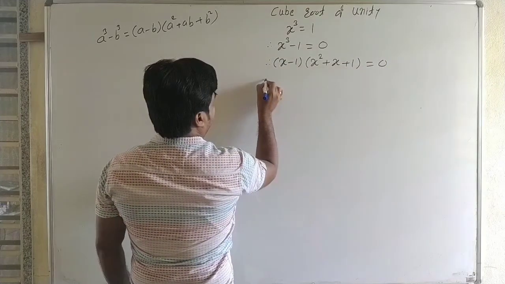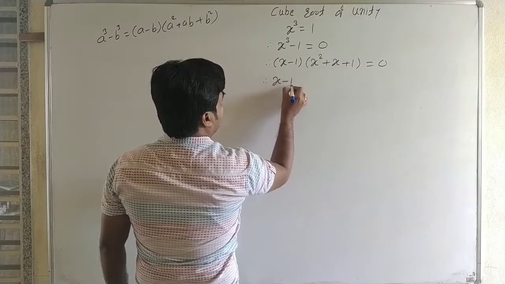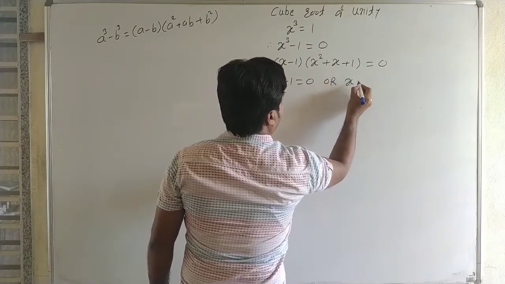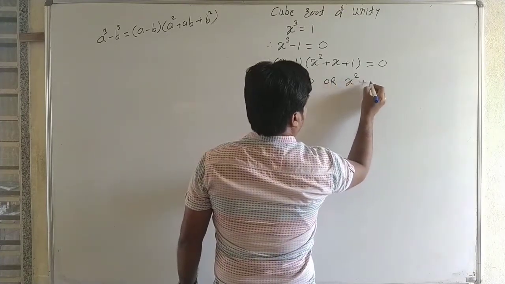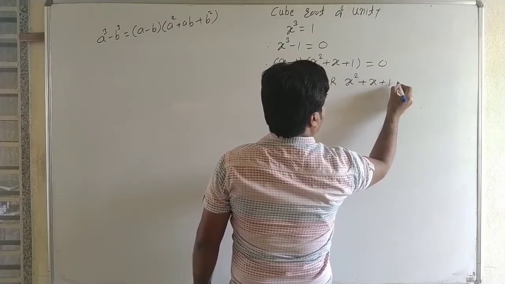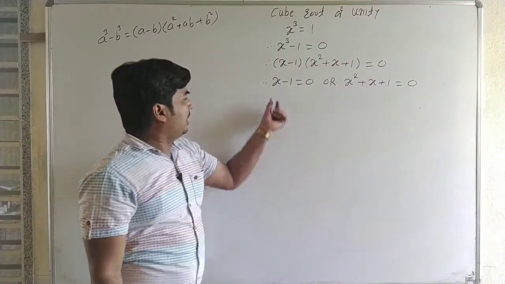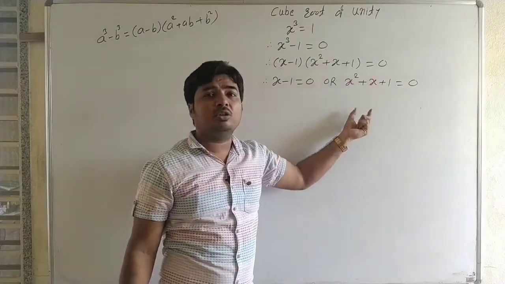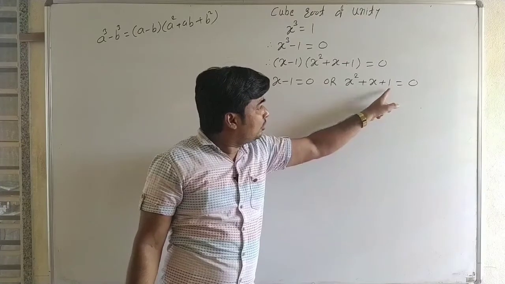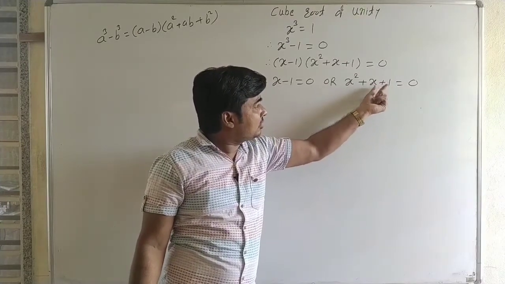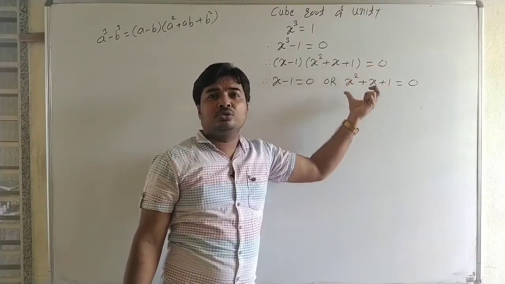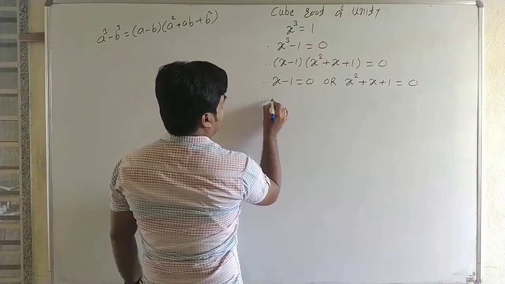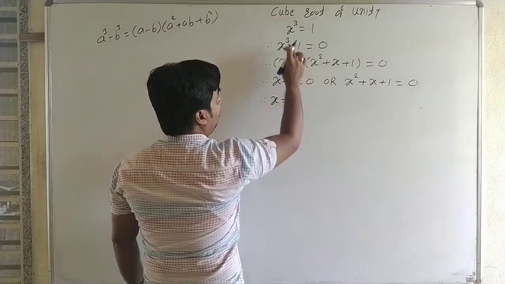Therefore we can write x minus 1 equal to 0 or x square plus x plus 1 is equal to 0. Now we get x is equal to 1, but the other is a quadratic equation, therefore we solve it. There is no factorisation here, so we use the formula method. One root is x is equal to 1.